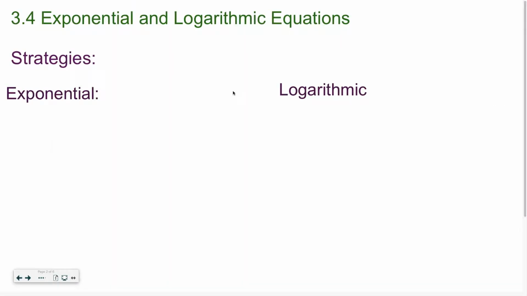Probably one of the most important sections of the semester. Being able to solve logarithmic and exponential equations is not only important in this chapter, but it also pops up again often, either in this class or in calculus. Being able to have one of these types of equations and solve for x happens a lot. So let's just talk about some different strategies.